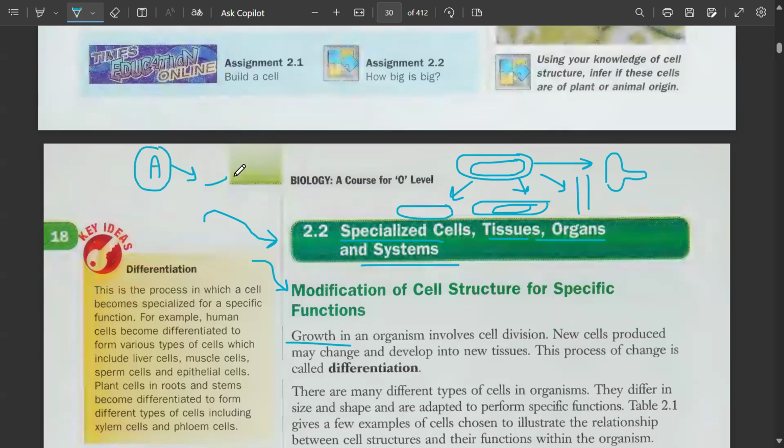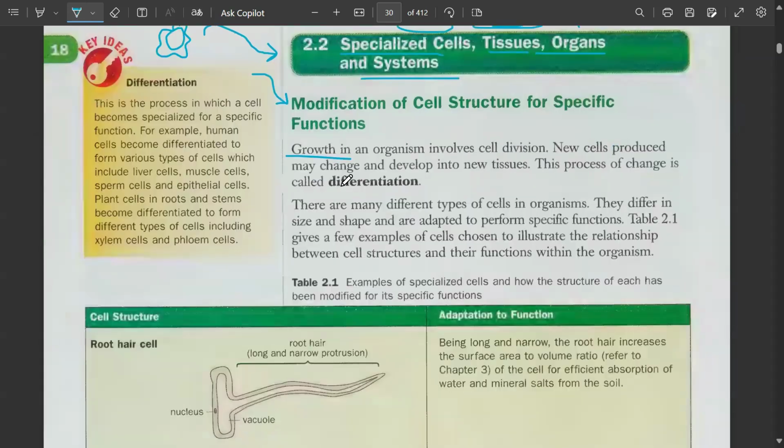like the sperm cell; during reproduction, we have the egg cell, okay. The egg cell is a specialized form. We have the ciliated cell with the hairs, okay. We have the red blood cells, which are also specialized. So growth in an organism involves cell division, and new cells are produced, and they may change and develop into new tissues as well. This process of change is also known as differentiation.